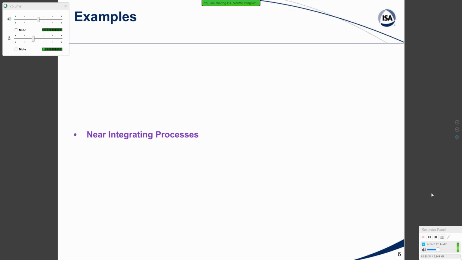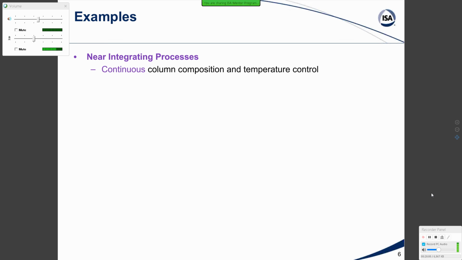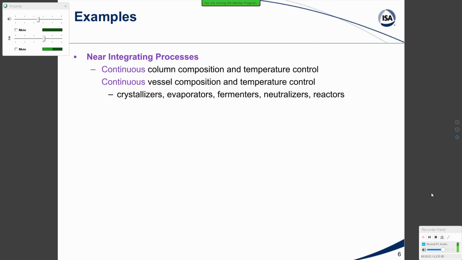So examples, near integrating processes. Continuous column composition and temperature control. And that's saying they're integrating because the time constant is greater than 4 times the dead time. Typically for columns, if we're looking at the liquid response in the column, it's maybe 5 to 6 time constants, process time constant, 5 to 6 times the dead time, I believe.